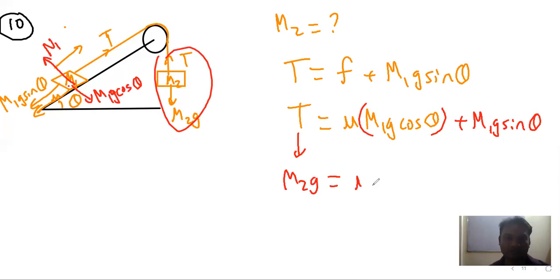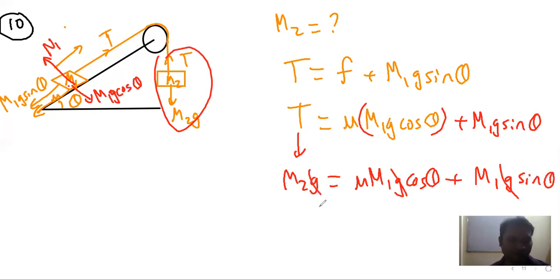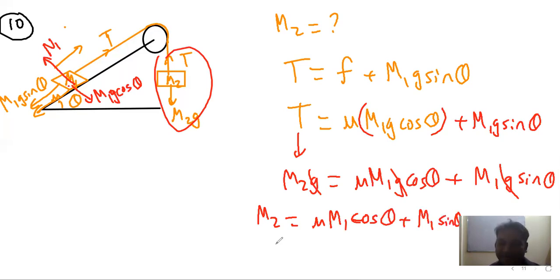Now the value of tension is M2 g. So M2 g is mu M1 g cos theta plus M1 g sine theta. So g cancels on both sides and we get the value of M2. It is mu M1 cos theta plus M1 sine theta. So in the 10th question, we have the correct answer as option A, M1 bracket sine theta plus mu cos theta.